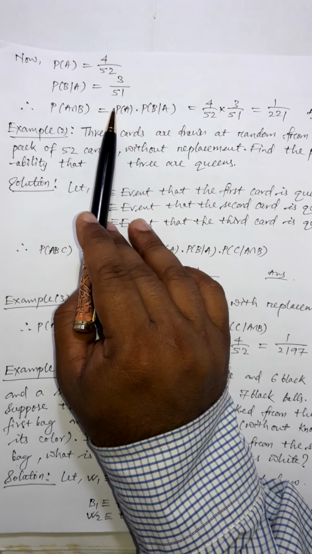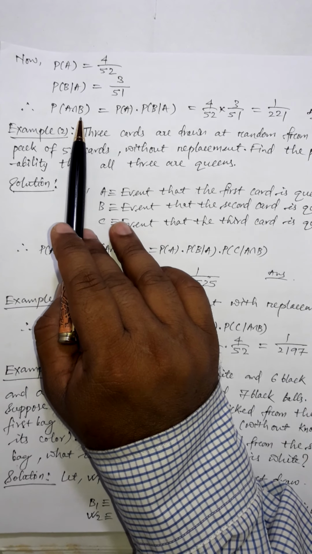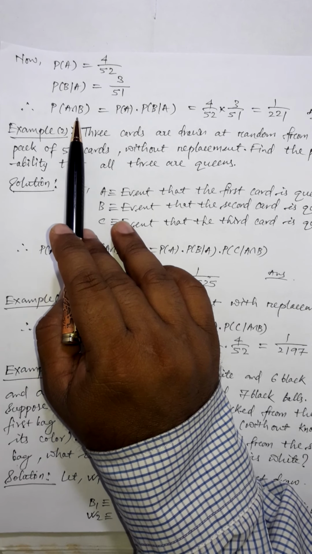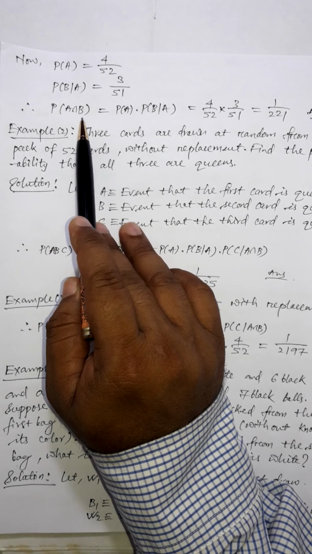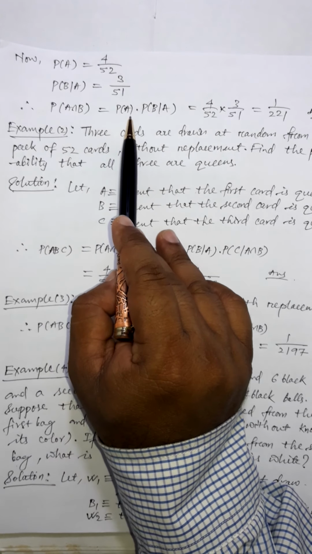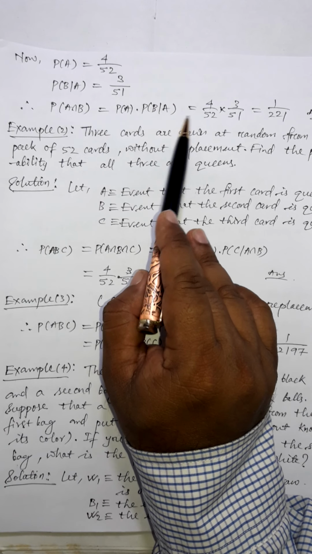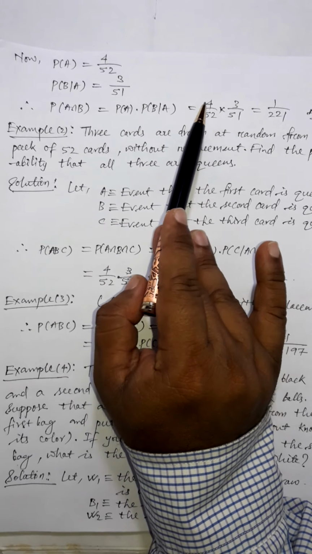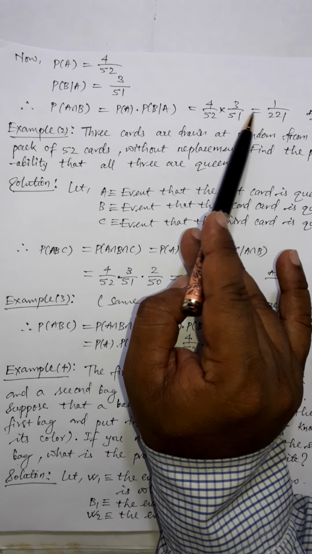So, the requirement of the question is we have to get a king in both draws. That means we have to find the probability of A intersection B, and that is equal to, by the multiplication rule, probability of A multiplied with probability of B subject to A, whose values we have already calculated. So, we will put it in, multiply and simplify it, and the answer we are getting is 1 by 221.